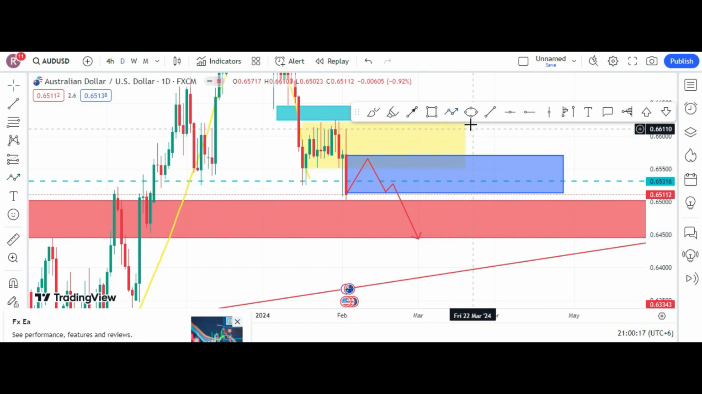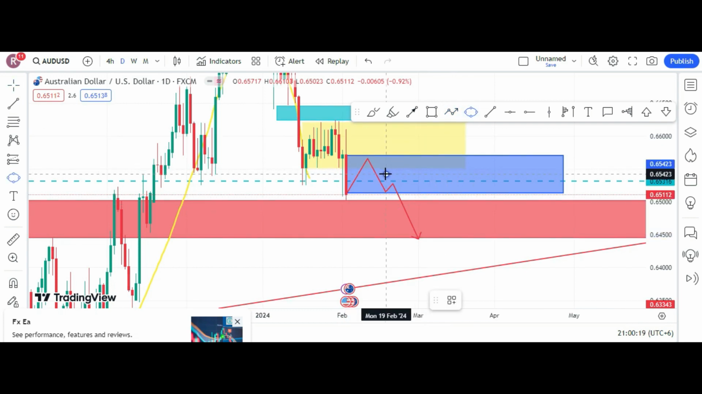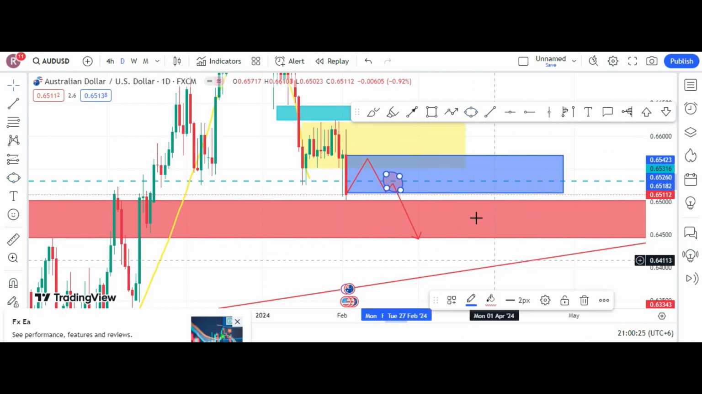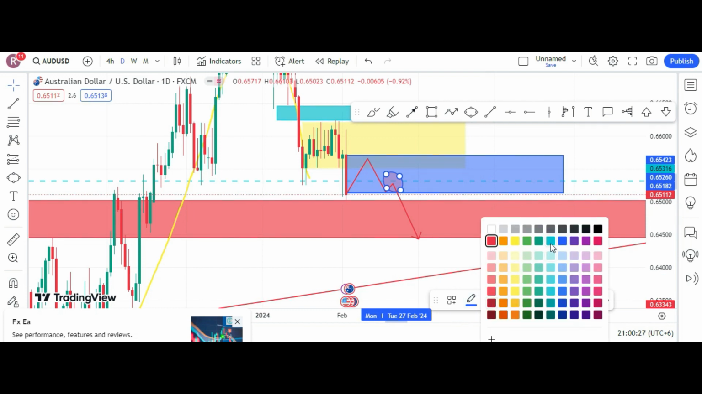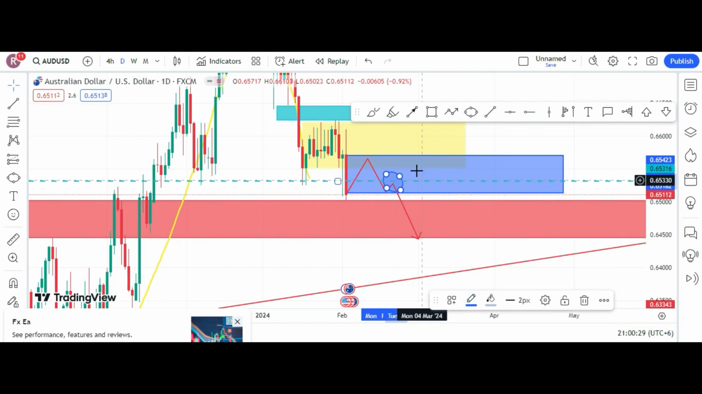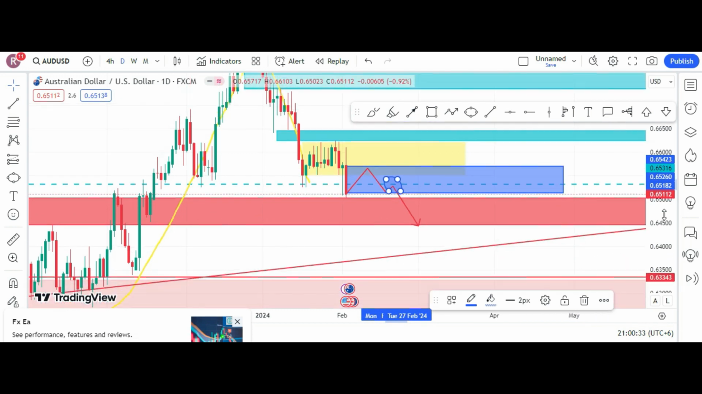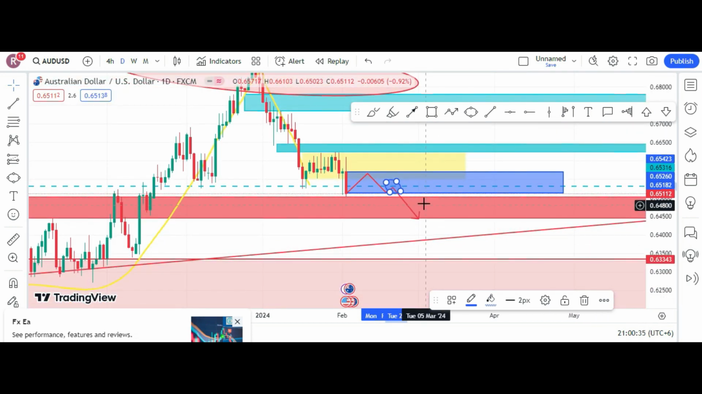My way of thinking, I will take the trade here, not before that. This is the area I want to take the trade, not before that, not after that. So make your own analysis. It will be taken out, and this is a single candle which is very powerful.